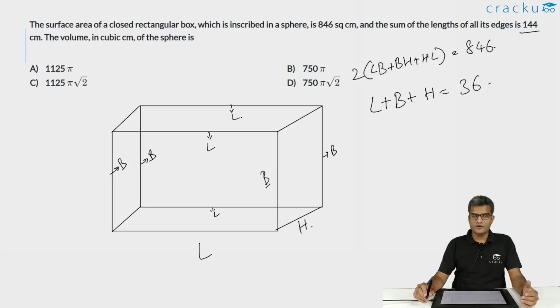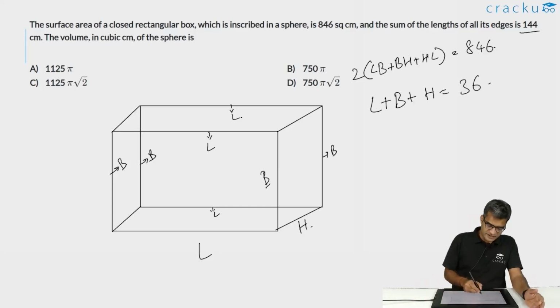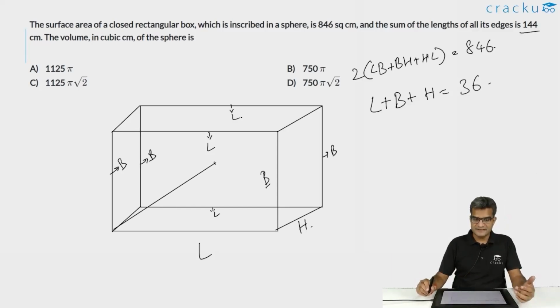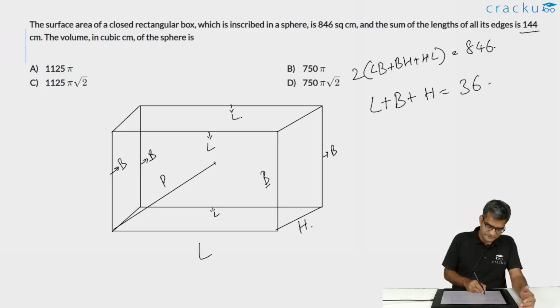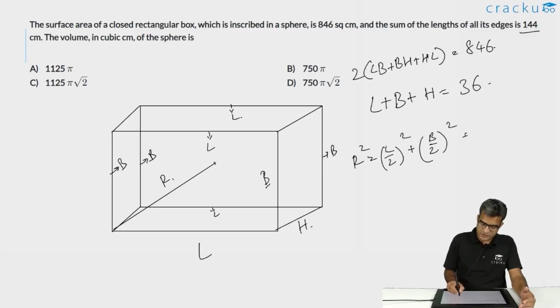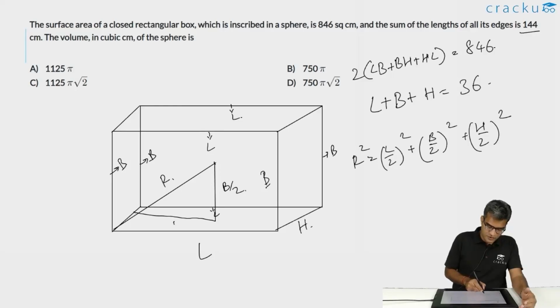We are required to calculate the volume of the circumscribed sphere. So for the sphere, the center will coincide with that of the cuboid, and the radius will be the distance to one of the vertices. Now, if you think about it, if this distance is R, R square will be L by 2 square plus B by 2 square plus H by 2 square. Because this is the center of the cuboid, this will be equal to B by 2. This over here is equal to L by 2, and this over here will be equal to H by 2.